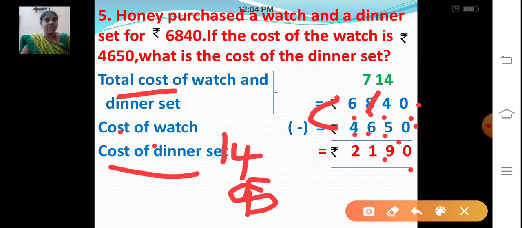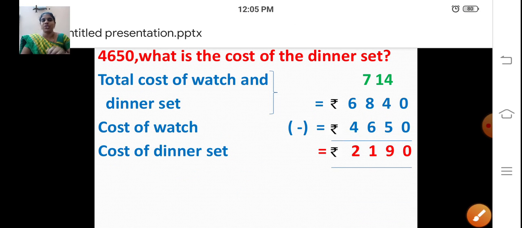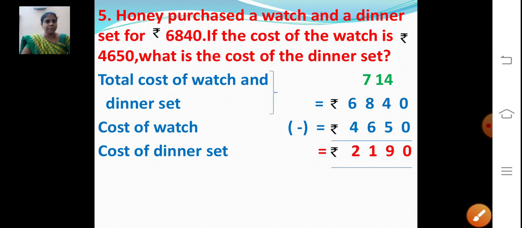Hundreds place. 7 minus 6. We're going to subtract 7 minus 6. After 6, 7. So write down 1 in the hundreds place. Now let's move on to the thousands place. 6,000 minus 4,000, 6 minus 4. After 4, 5, 6. So the answer is 2. So what is the answer? 2,190. So to find the cost of dinner set, what are we going to do?